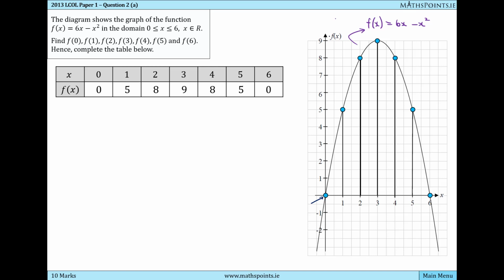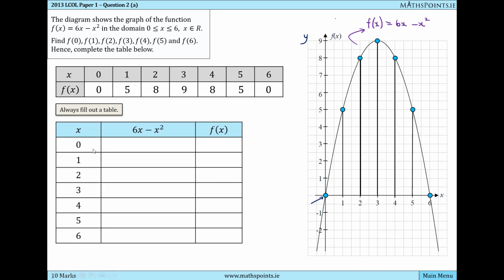So just be careful that f of x and y, those terms are interchangeable. We normally have an x-axis and a y-axis, x being the domain, or the inputs, and the y numbers being the outputs, or the range. Another way that we could have found these f of x values was to fill out a table, sub in the x values from 0 to 6 into our function one at a time, and get our outputs, our f of x values.